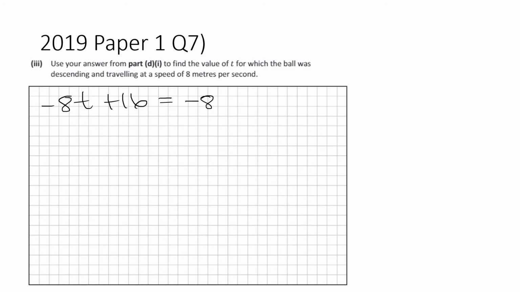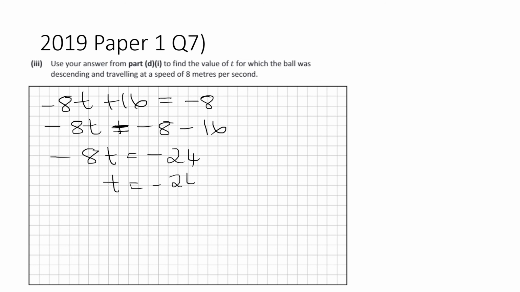So we have minus 8t equals minus 8 minus 16. We're going to solve for t. Minus 8 minus 16 is minus 24. So t is equal to minus 24 divided by minus 8. That means it was after 3 seconds. So that is 5 marks for that question.